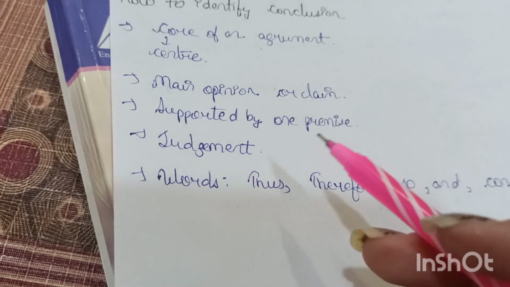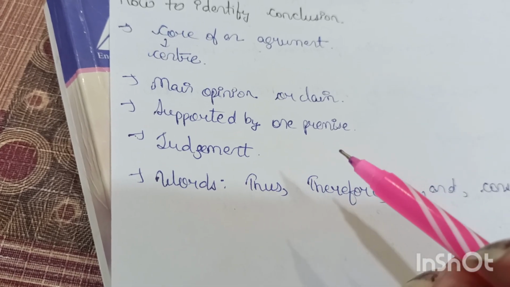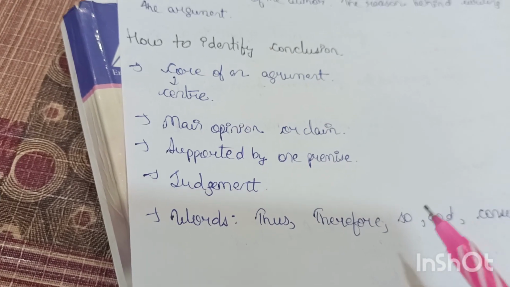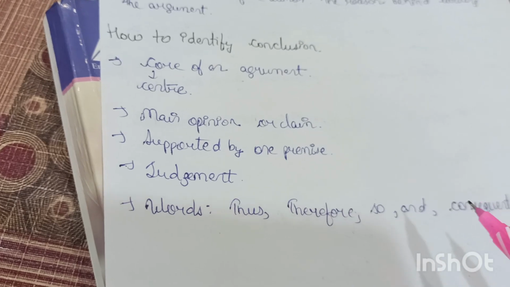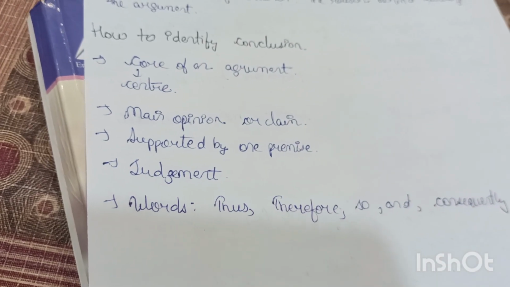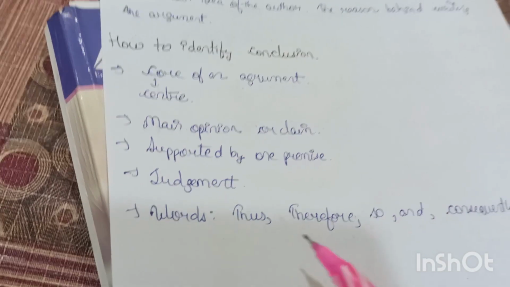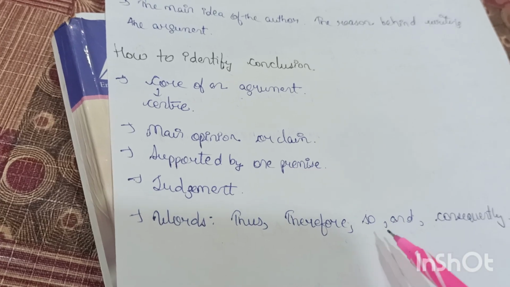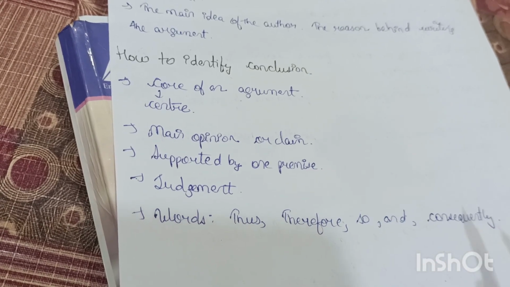So judgment is the opinion that the author provides you in the passage. And you can see that there are some words through which you can identify that this statement provides you the conclusion of the passage. So these words are thus, therefore, so, and consequently.